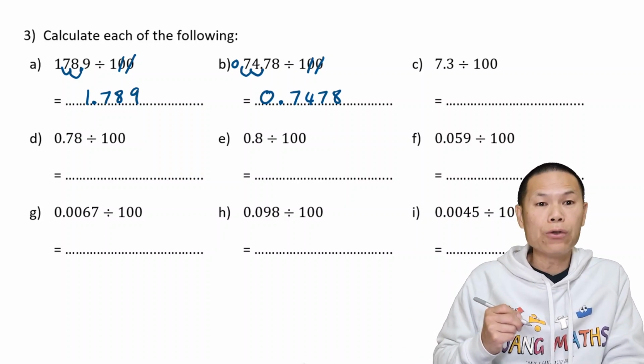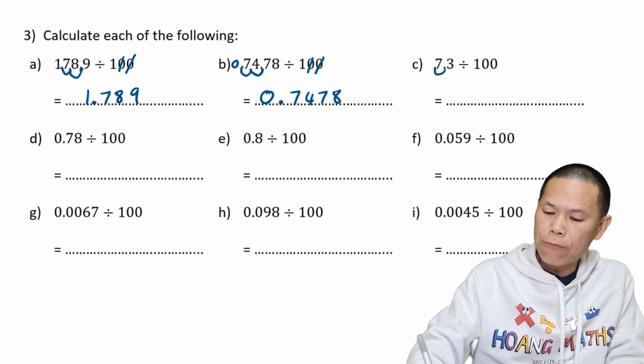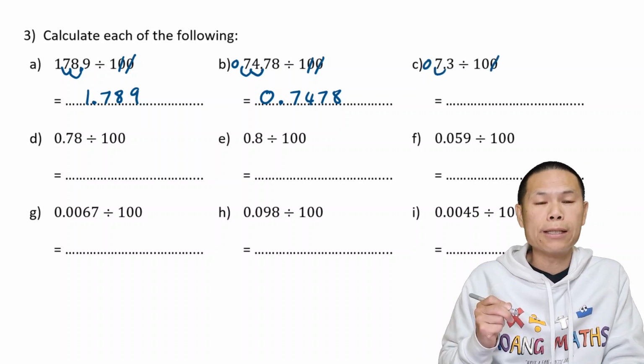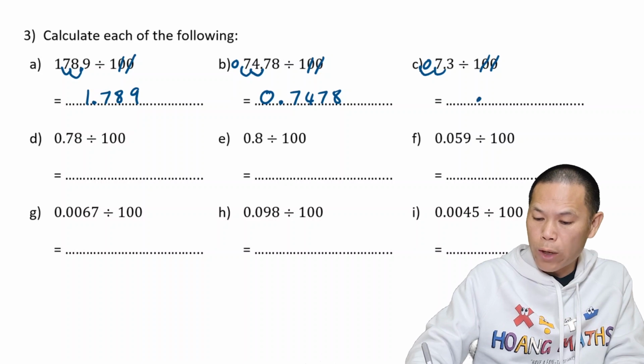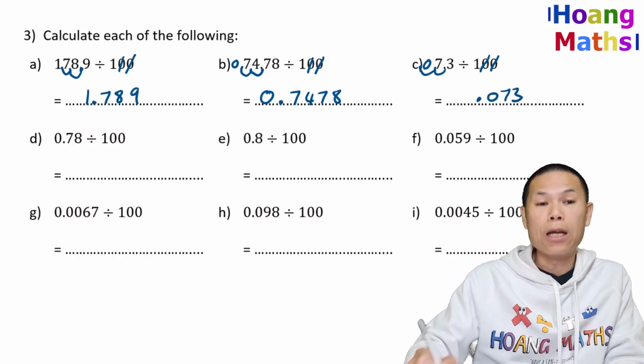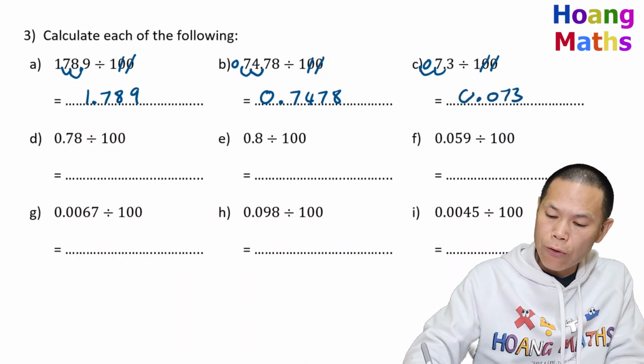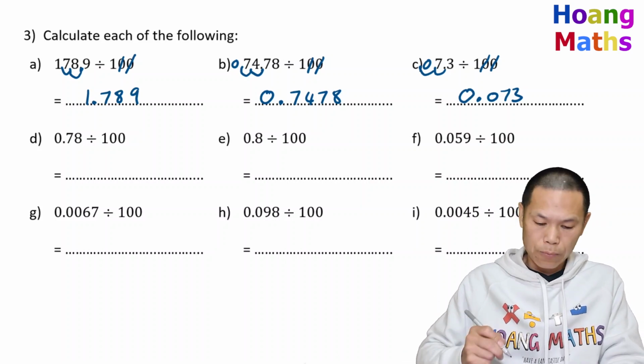So 7.3 divided by 100. So we move 1 to the left, we cancel. Then I put a 0 in front here. Then 0.73 divided by 10. We move 1 more time, we cancel this 0. So that means 0.073. Of course, we put a 0 in front. So there you go. Part D.